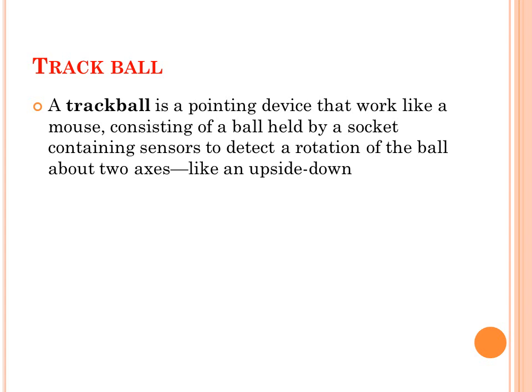To move the pointer on the screen, you roll the ball with your thumb, fingers, or the palm of your hand. There are usually 1 to 3 buttons next to the ball, the same as we have read in the mouse. The same buttons are on the trackball, but the function is somewhat different from the mouse. In addition, you can place a trackball on any type of surface.